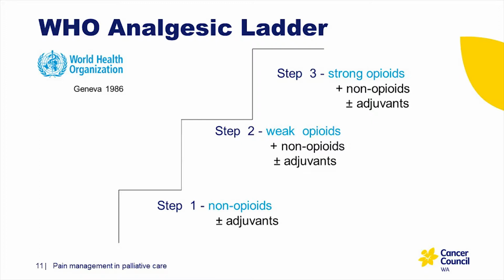If those opioids aren't working, then we will switch up to a strong opioid such as morphine or oxycodone or hydromorphone, all the while still keeping the non-opioids going. We also may need to use adjuvant medication. So if the patient has neuropathic pain, medications such as non-steroidals and paracetamol and opioids are not so effective in treating that pain. And so we may need to use medication specifically tailored at treating neuropathic pain.